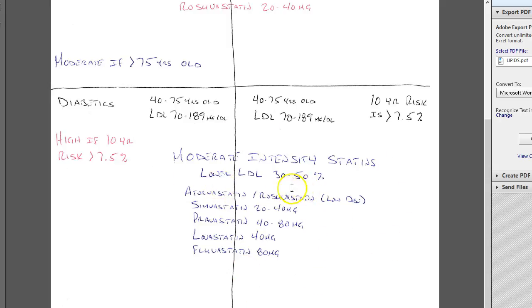These will lower your LDL 30 to 50%. So you still have atorvastatin and rosuvastatin, your Lipitor and Crestor, but at low dose. Simvastatin comes into play here, 20 to 40 milligrams. Pravastatin, 40 to 80 milligrams. Lovastatin at 40 milligrams. Fluvastatin at 80 milligrams. So those are your moderate intensity statins.